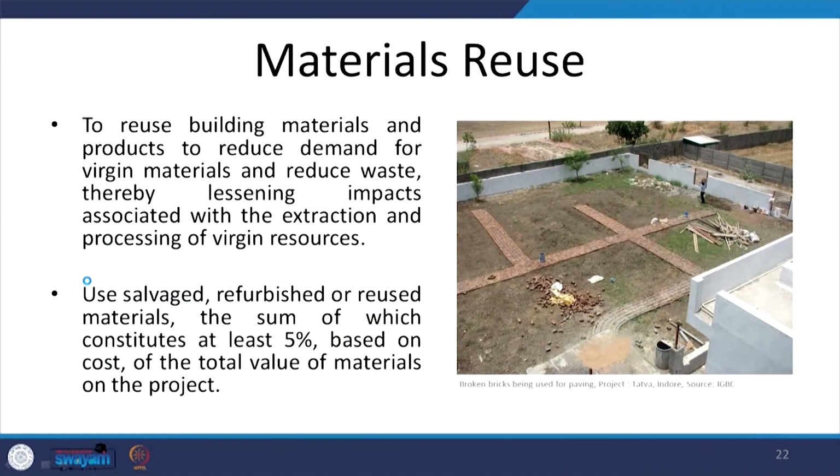So, when we are talking about the material reuse, the compliance criteria says that at least 5%, not 55%, of the material should be reused material, that is of the total cost of the material going to be used in the project. So, out of the total cost of material on the project, 5% of it shall be salvaged, refurbished or reused material.